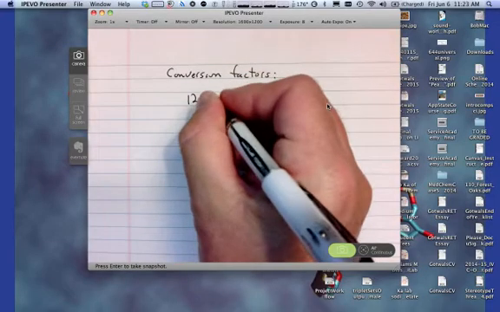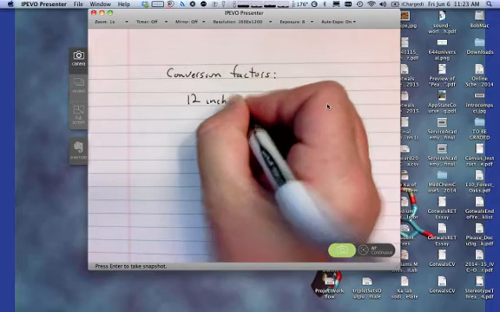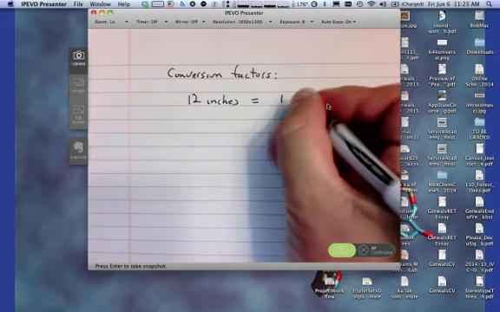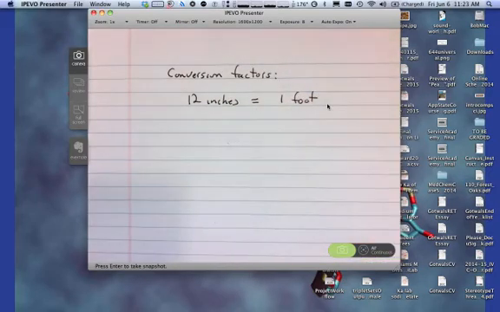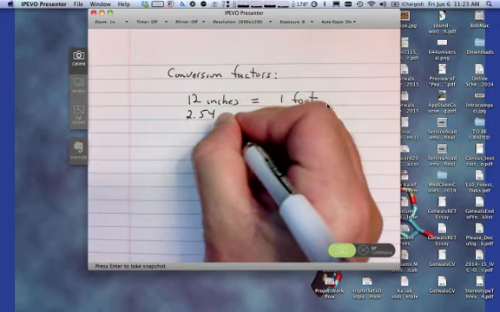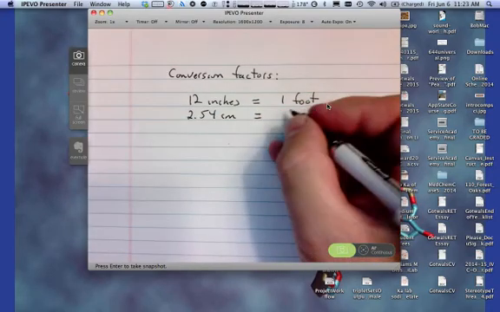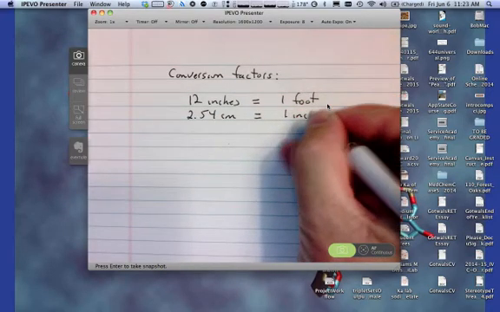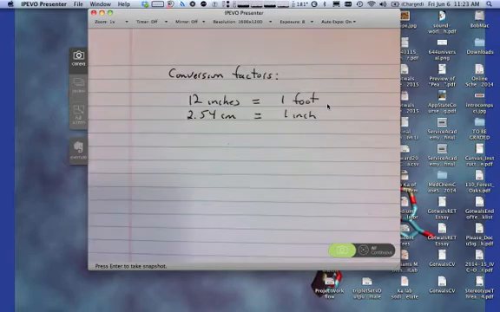So for example, I can say one conversion factor is 12 inches is equal to 1 foot. Okay, so that would be a typical conversion factor. Another one would be 2.54 centimeters is equal to 1 inch. Okay, so there's another typical conversion factor.